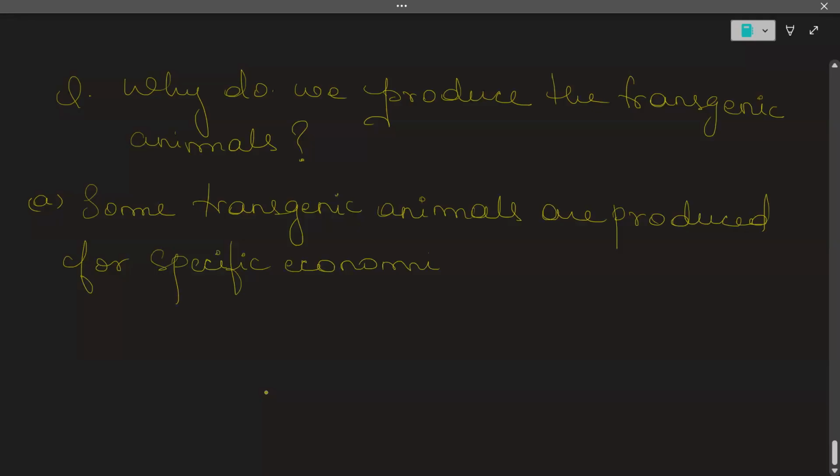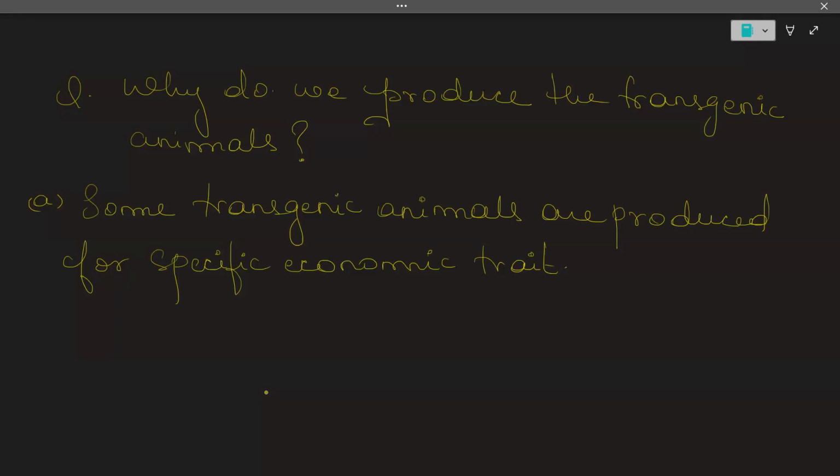Meaning anything that would generate income. If there is any character or any trait that has the potential of generating an income. So that is why we can produce the transgenic animal.